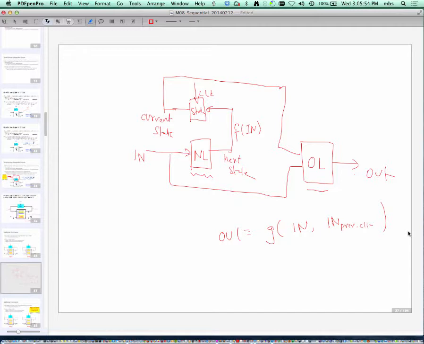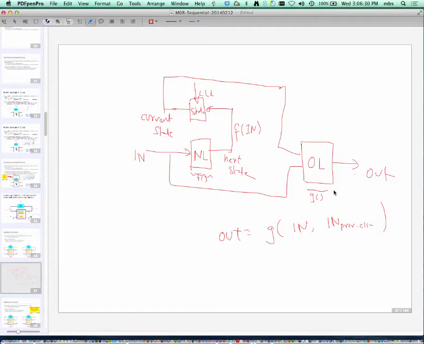There's a question. What does it say on the writing over there? OL is output logic, OUT is output, NL is next state logic. Oh, the bottom part, like the OUT. OUT equal to G. This is the G, and this is the F. This is next state logic. This is output logic. Just using shorthand.